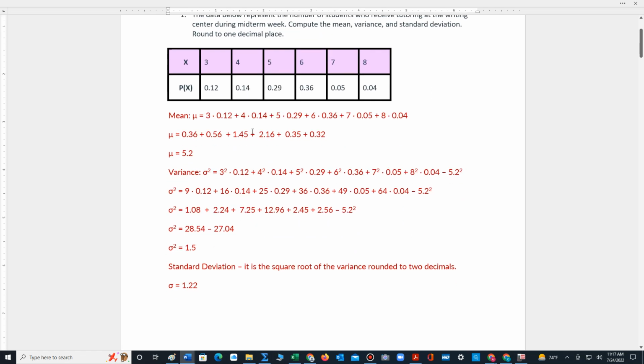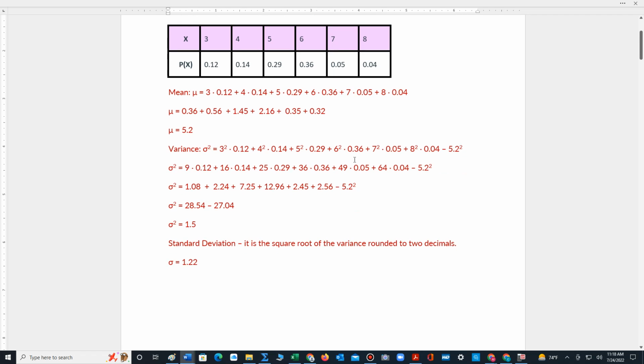To calculate the variance, we have to square each outcome. So 3 squared and then multiply the square with the associated probability. So 3 squared times 0.12 plus 4 squared times 0.14 plus 5 squared times 0.29 and so on. At the very end, we have to subtract out the mean squared, so minus 5.2 squared. Don't forget to perform that last operation.